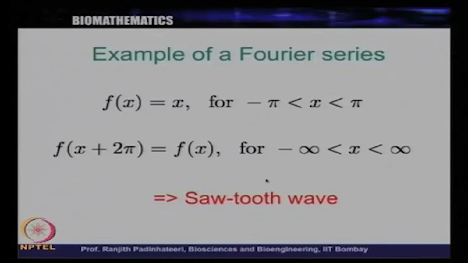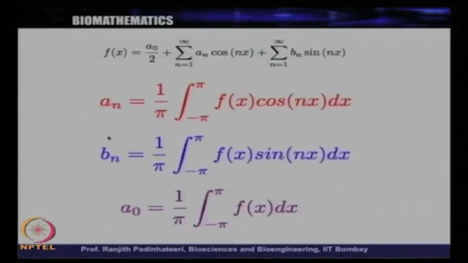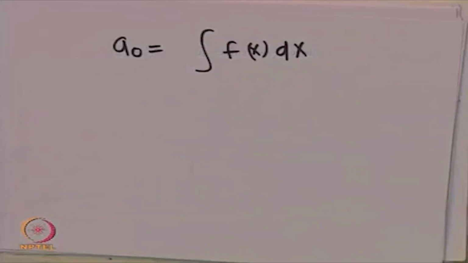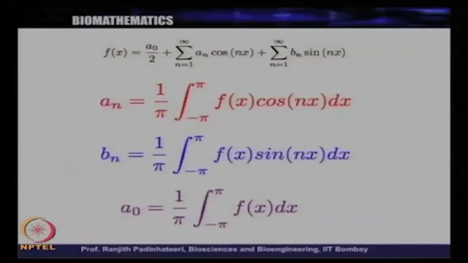Now, how do we write this in terms of sine and cos? So, we learned in the previous case that if you have this function, a n, b n and a 0 can be calculated in this particular way. So, what is a 0? A 0 is integral f of x dx. So, that is what is shown here. A 0 is integral f of x dx from minus pi to plus pi.